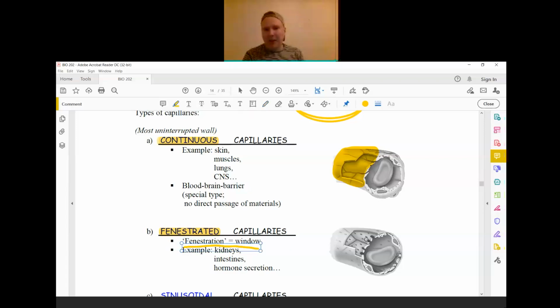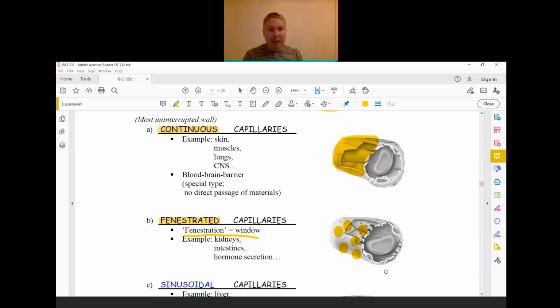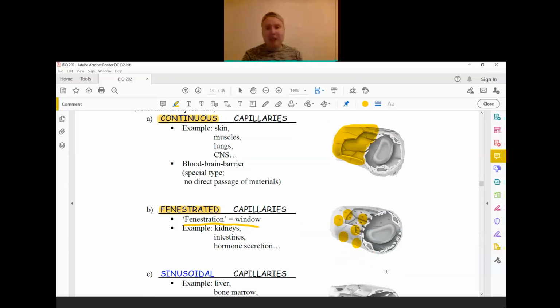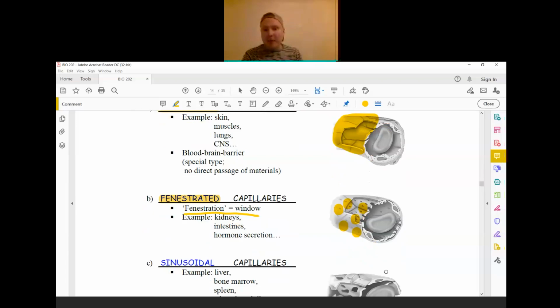So you see them here and there. They are little openings on the cells that make up the walls of the capillary. You find these, for example, at the kidneys, intestines, sites where hormones are secreted.